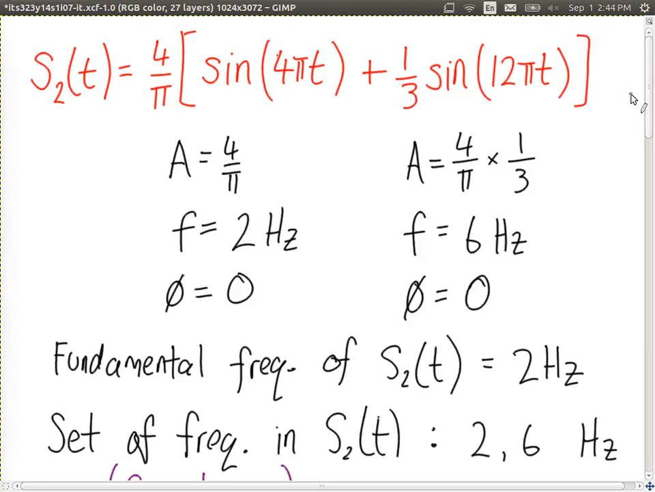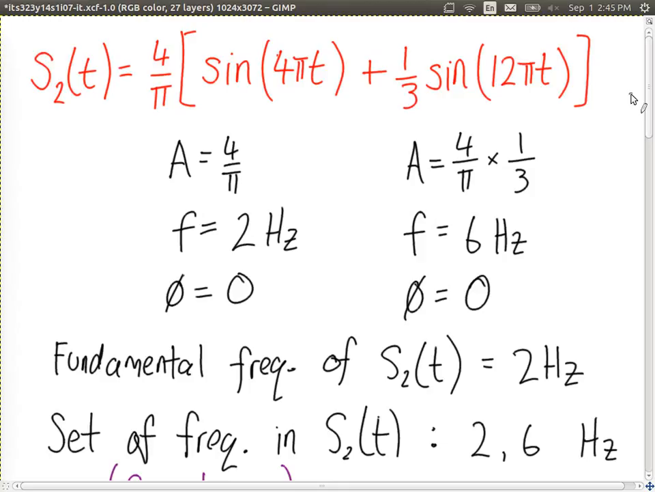When we add them together, our resulting signal is made up of 2 components, each a multiple of this 2 hertz. 2 hertz, 3 times 2 hertz. So we can say the fundamental frequency of the signal is 2 hertz. And it's the frequency of the resulting signal as well in this case. So our signal is 2 hertz.